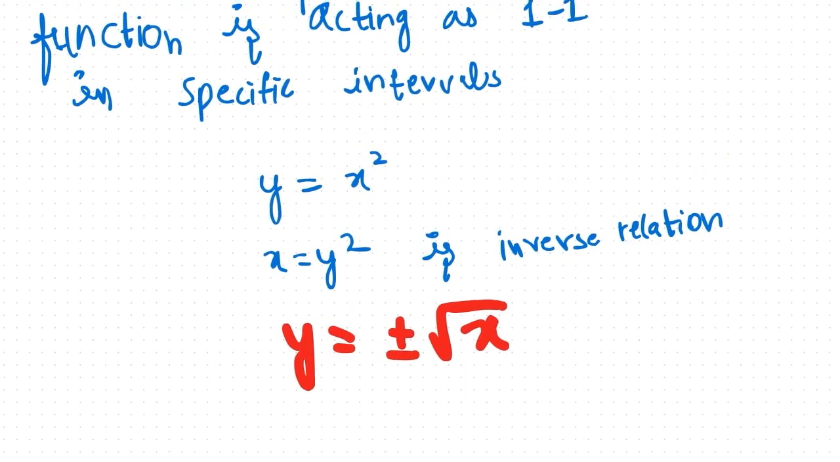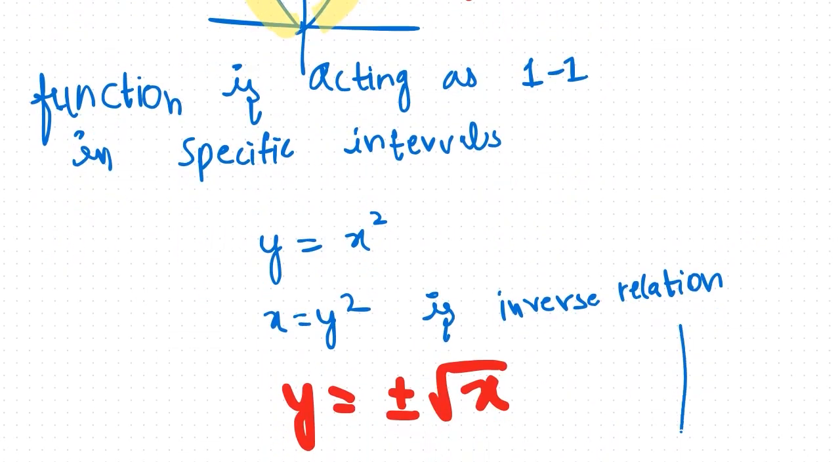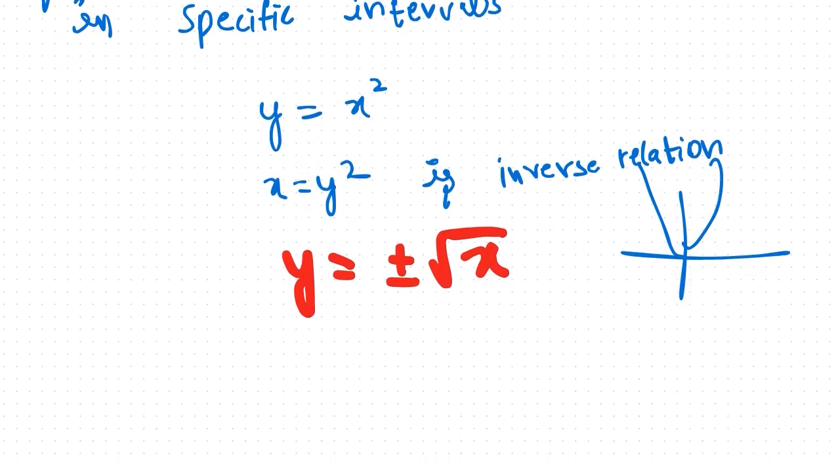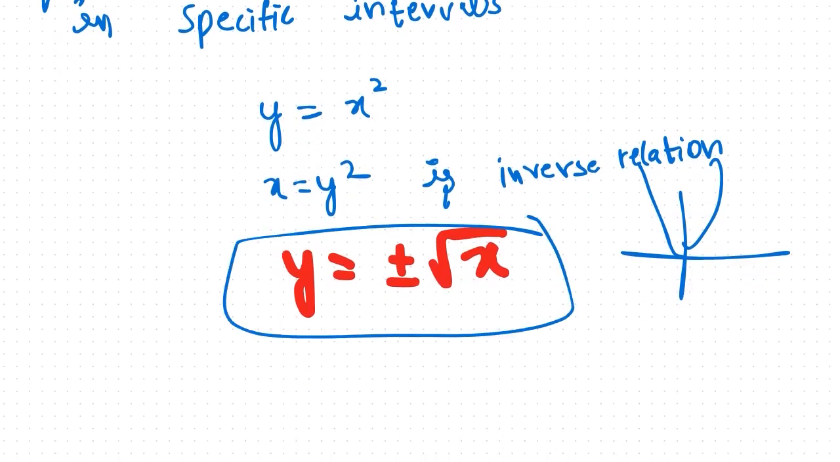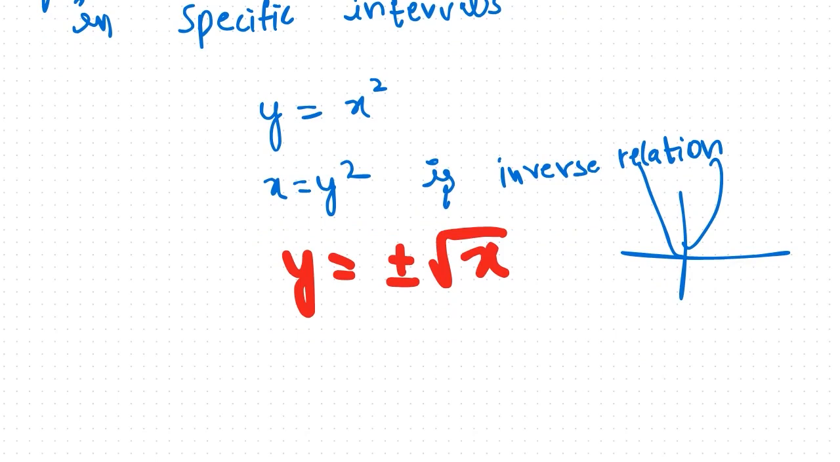What does that mean? See, if we have considered these two intervals, one inverse exists for this to this, and another inverse exists for this to this. So that is why we get two values. So splitting the domain is important. In which interval is it acting like one-to-one? Less than 0 and greater than 0.